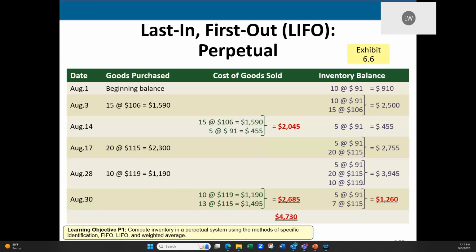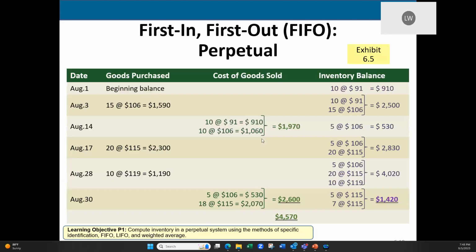Go ahead, Leland. Just so I'm clear, because I'm trying to catch everything. Sure. For the last slide, was it supposed to be 2 times 115 and then 10 times 119? Yeah, because when I added those numbers up, that's when I got 1,420. Yeah, that's correct. You got it. Okay, just making sure. Sorry. Yeah, no, you're good.